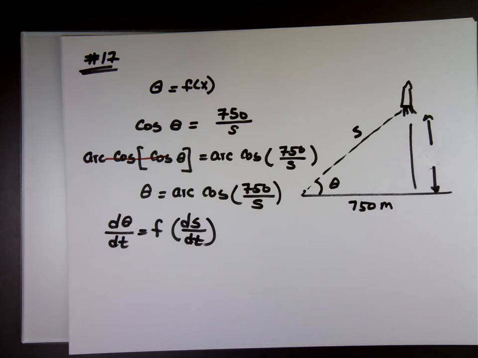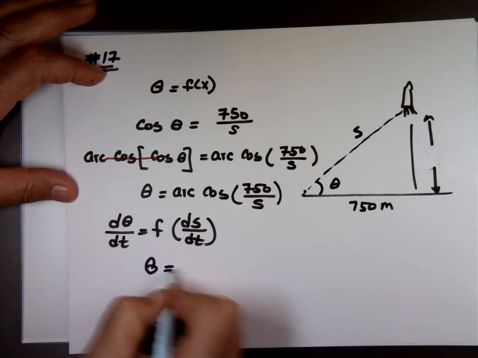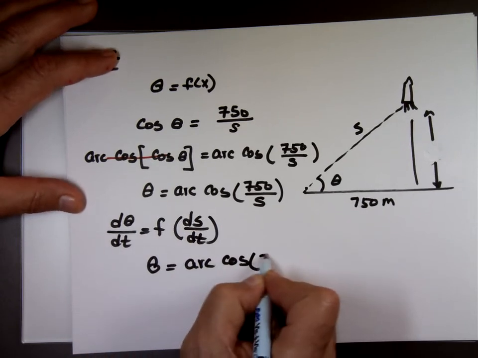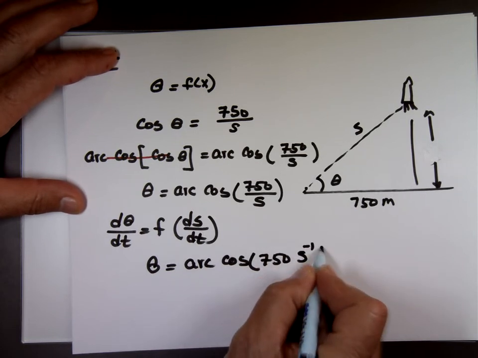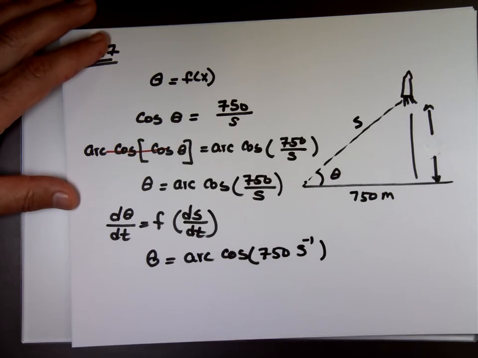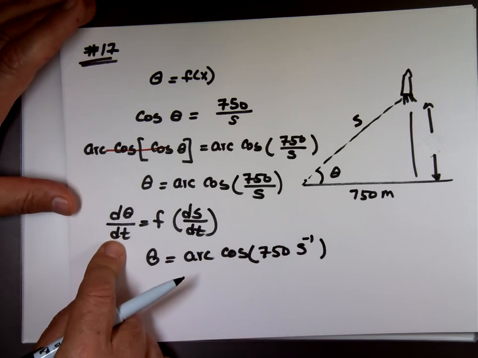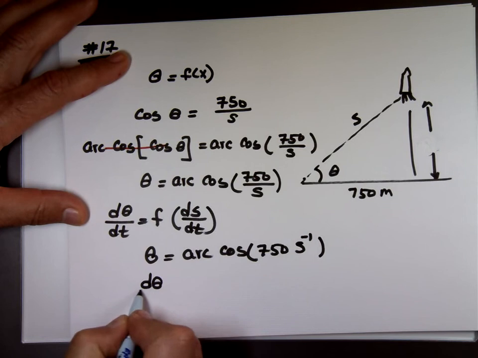What'd you say, George? Right, that's 750 s to the minus 1? I like that answer. Instead of over s, how about s to the minus 1? It makes the derivative easier. So now take the derivative with respect to t. The derivative of theta with respect to t is what? D theta dt. That's what they're looking for, actually. That's the answer they wanted.